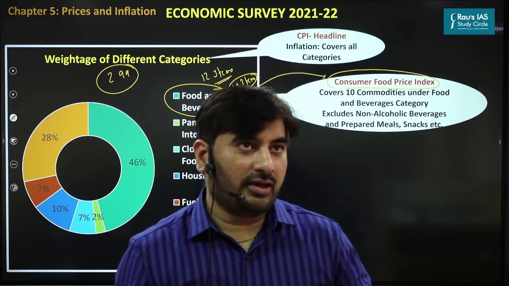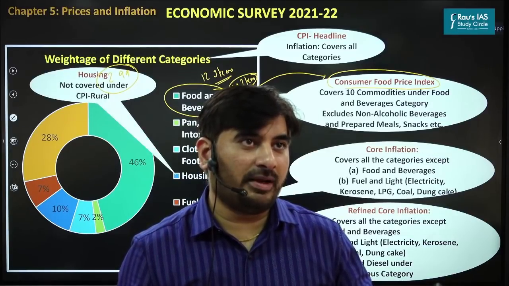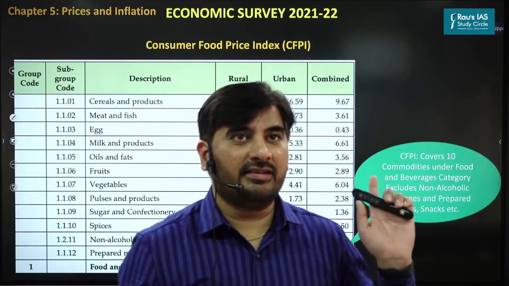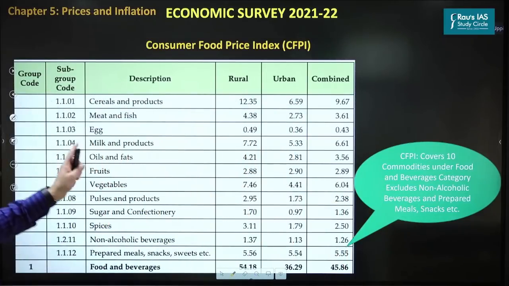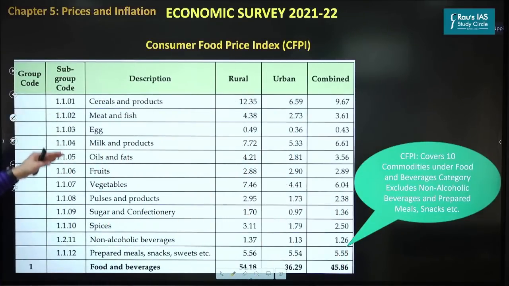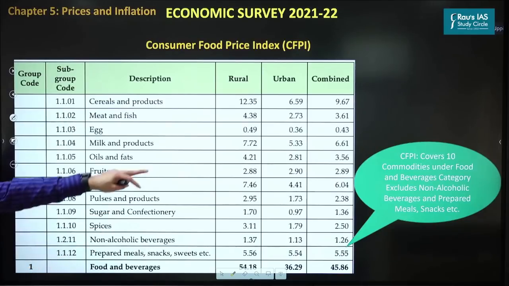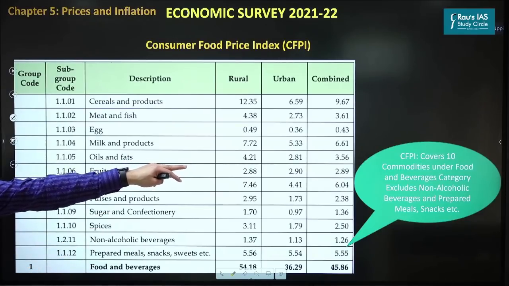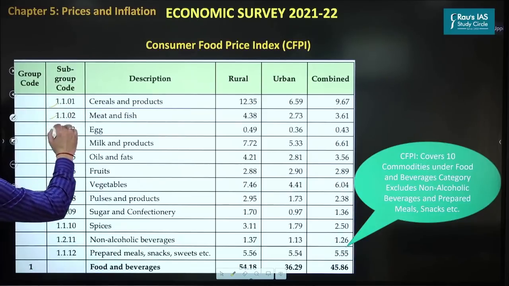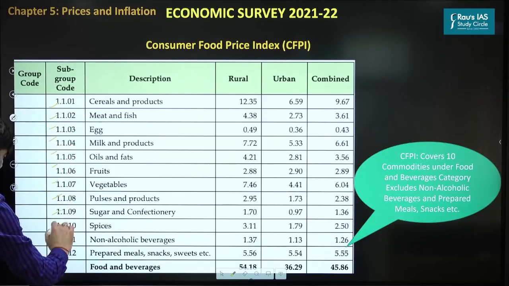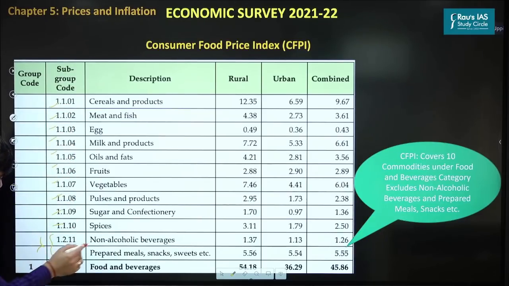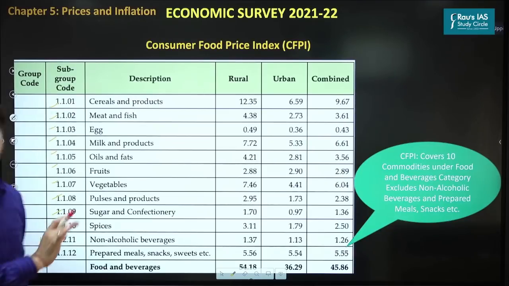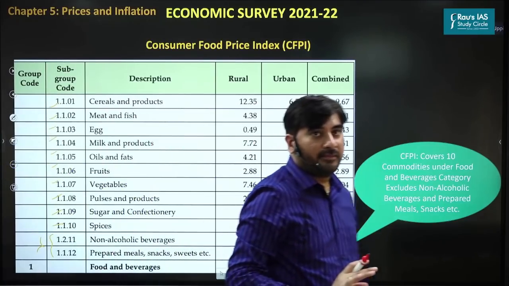To give you more detail about this, I have incorporated this particular table. Can you see this table here? This table includes all the commodities which are included in the food and beverages category. How many commodities are there? 12 commodities, right? Out of these 12 commodities, when we want to calculate the Consumer Food Price Index, we take into account only these 10 commodities. We don't take into account the last 2 commodities. That is the Consumer Food Price Index. Clear?